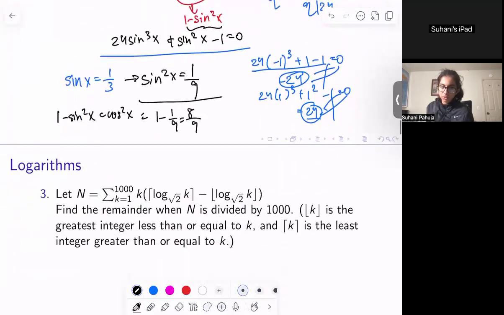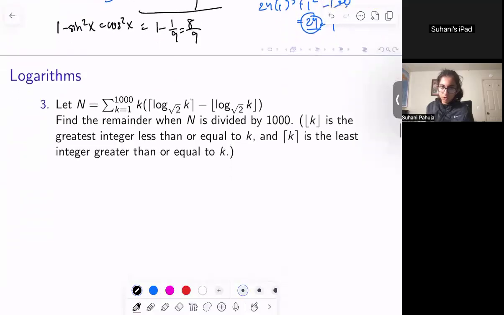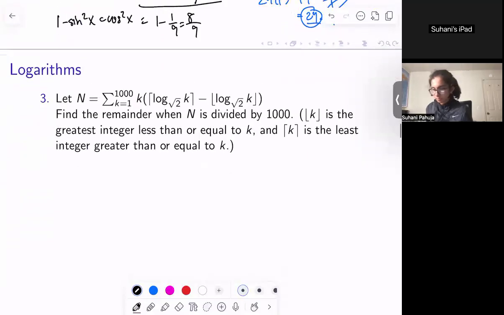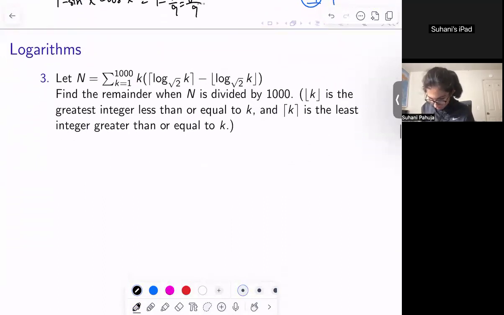Okay, and for the next question, which is also a logarithms question, we can see that we have this sum essentially, and it goes from k is equal to 1 to 1,000, and we have a ceiling minus a floor of the same value inside, which means that really this can only be 1 or 0. Basically, if the thing inside is an integer, then it's 0. If it's not an integer, then it's going to be 1. So that's all we really need to know.